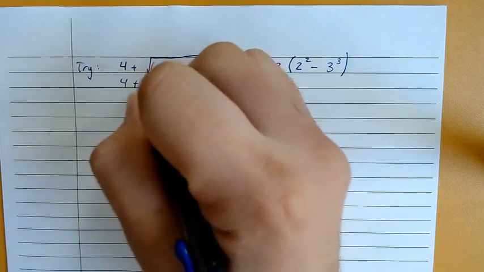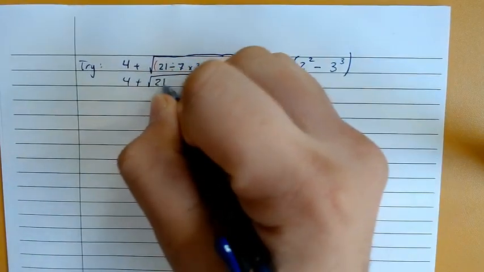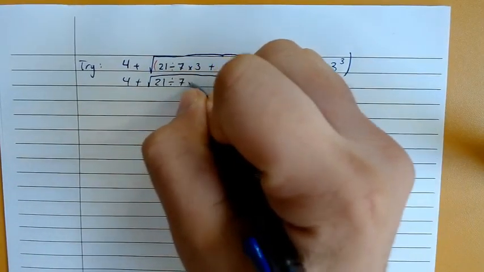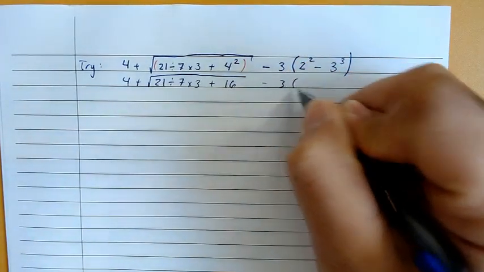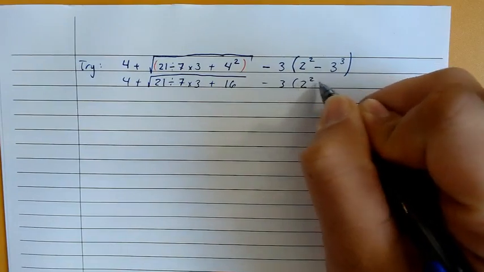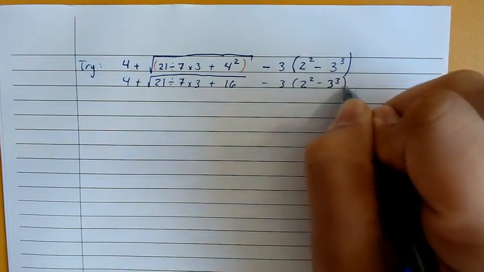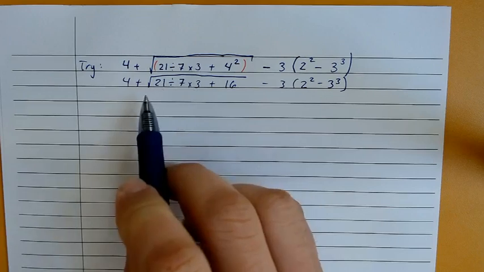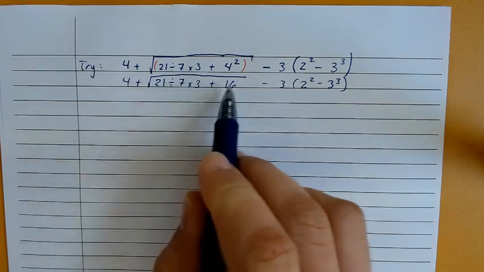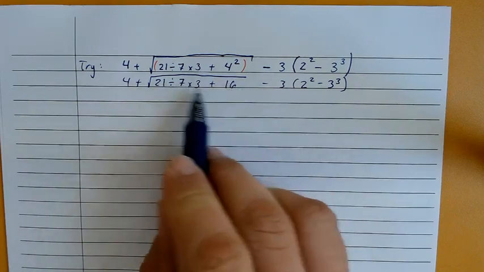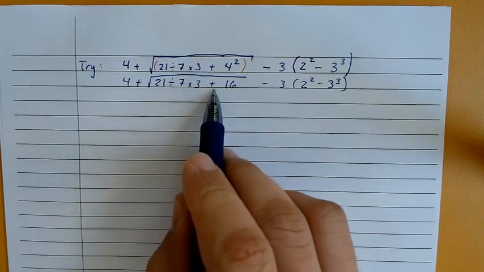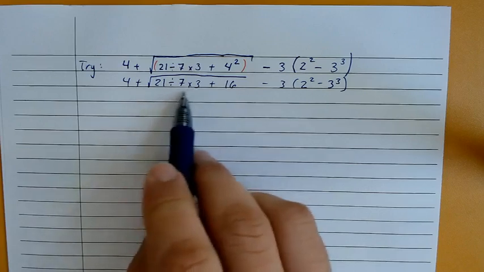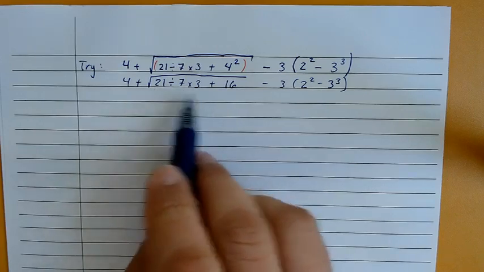4 plus the square root of 21 divided by 7 times 3 plus 16 minus 3 times open parentheses 2 squared minus 3 to the third. Okay, so now we've handled the exponent, but there's still other operations. I see division, I see multiplication, and I see addition. Multiplication and division happen first, and again, we handle them from left to right.